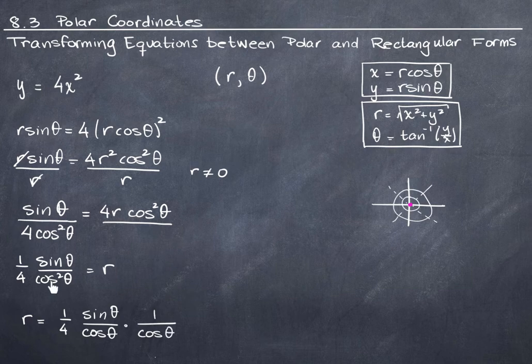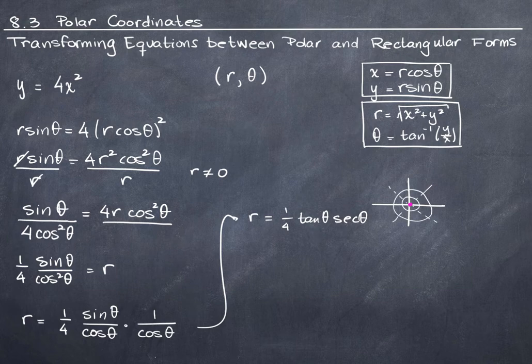The reason I can do that is that cosine squared here is just cosine times cosine, and sine times 1 is sine. So I've just rewritten this fraction as the product of two fractions. And the reason I've done that is so that I can write r equals 1/4 sine over cosine, that's tangent, and 1 over cosine, that's secant. So now I don't have any fractional expressions anymore. I just have trigonometric functions, tangent and secant.